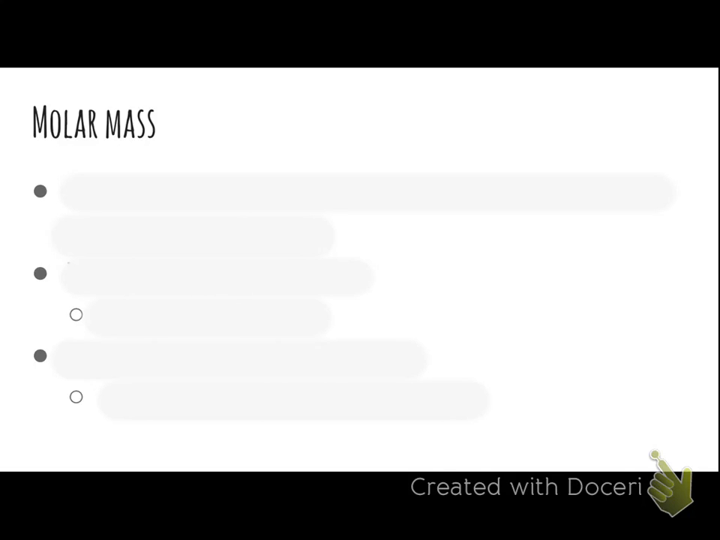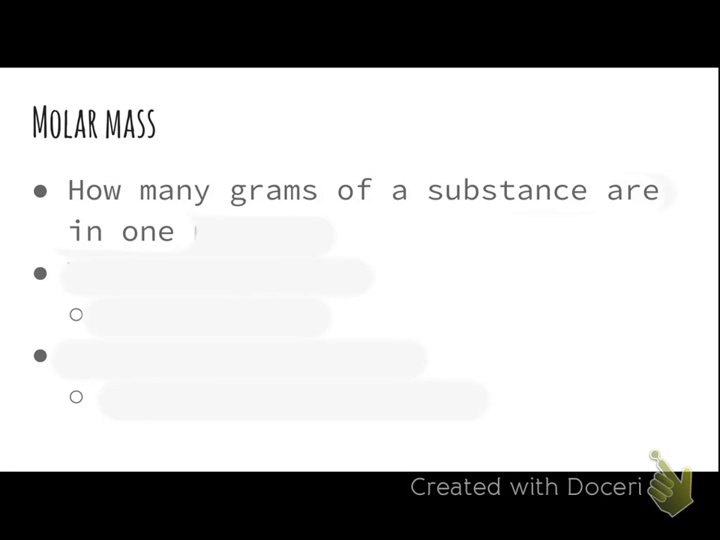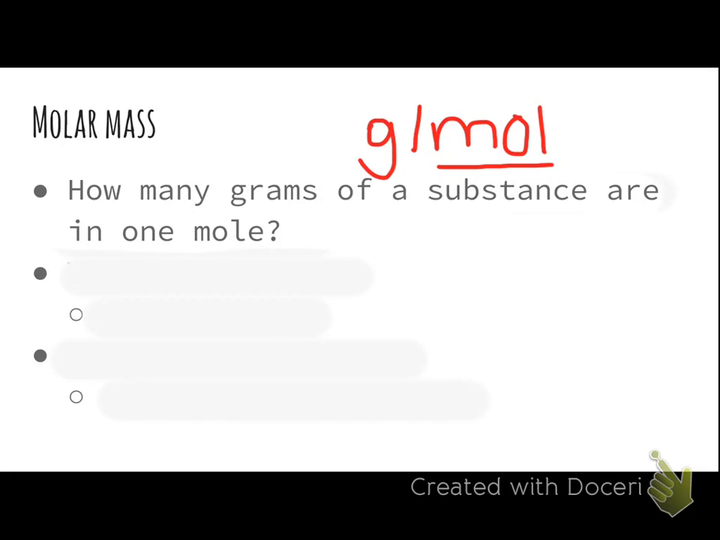All right, so molar mass. What is molar mass? Molar mass is how many grams of a substance are in 1 mole. So our units on this, because we love units, right, are grams per mole. Now you'll notice that I wrote mole without an E. You're going to see this a lot written like this. We'll talk about this more in the next lecture, but MOL means mole.